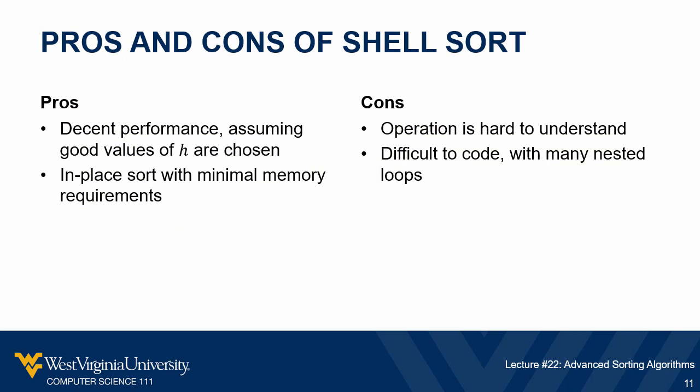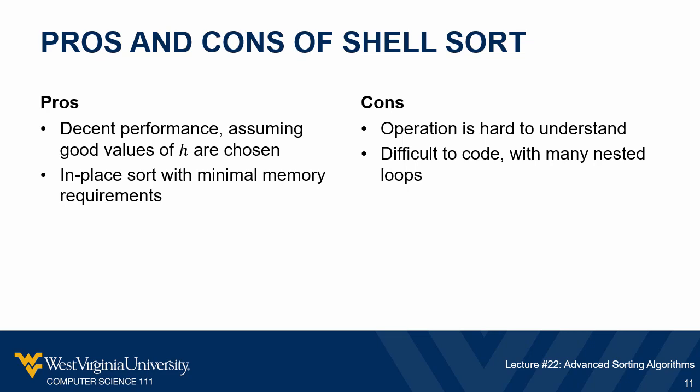Taking a look at some of the pros and cons of Shellsort, overall it has pretty decent performance as long as you go through and choose appropriate values of H, and Knuth is a decent improvement over the original version of Shellsort. There are other variations since then, because Knuth is from the 1970s, that have improved things even more. Shellsort is nice because it's an in-place sort.